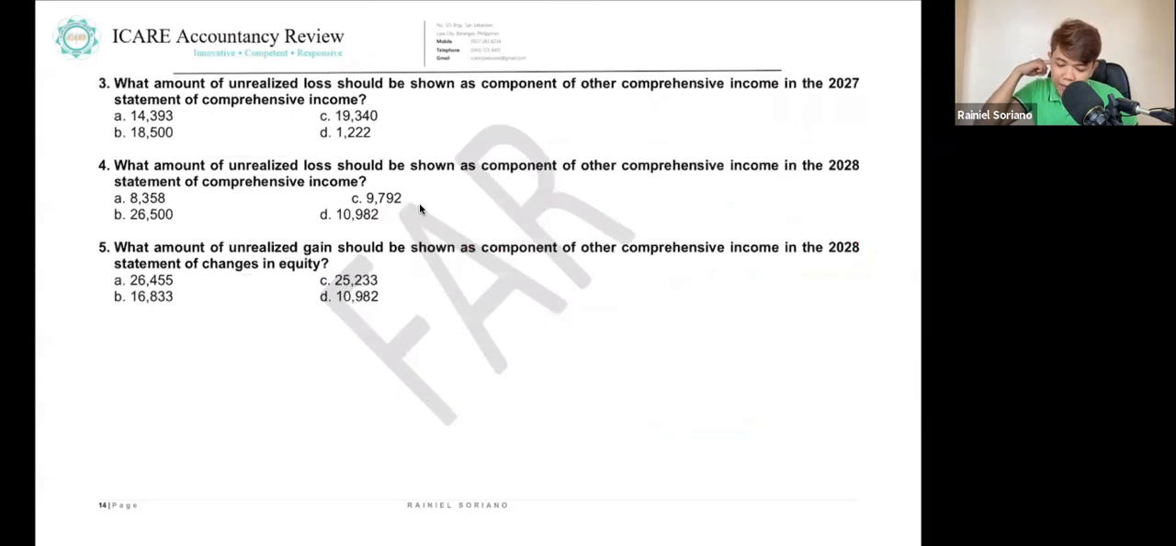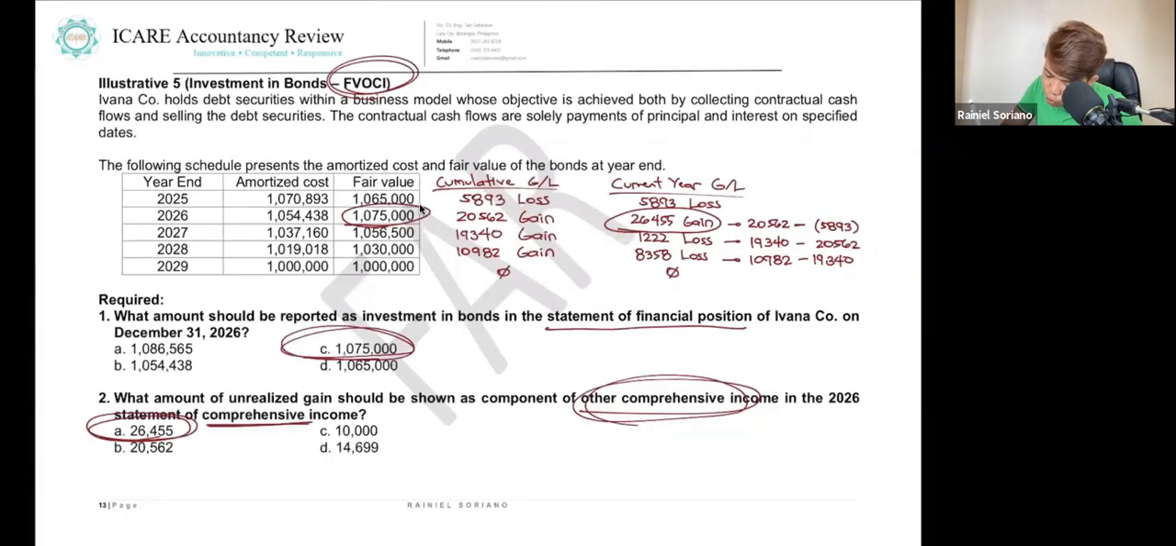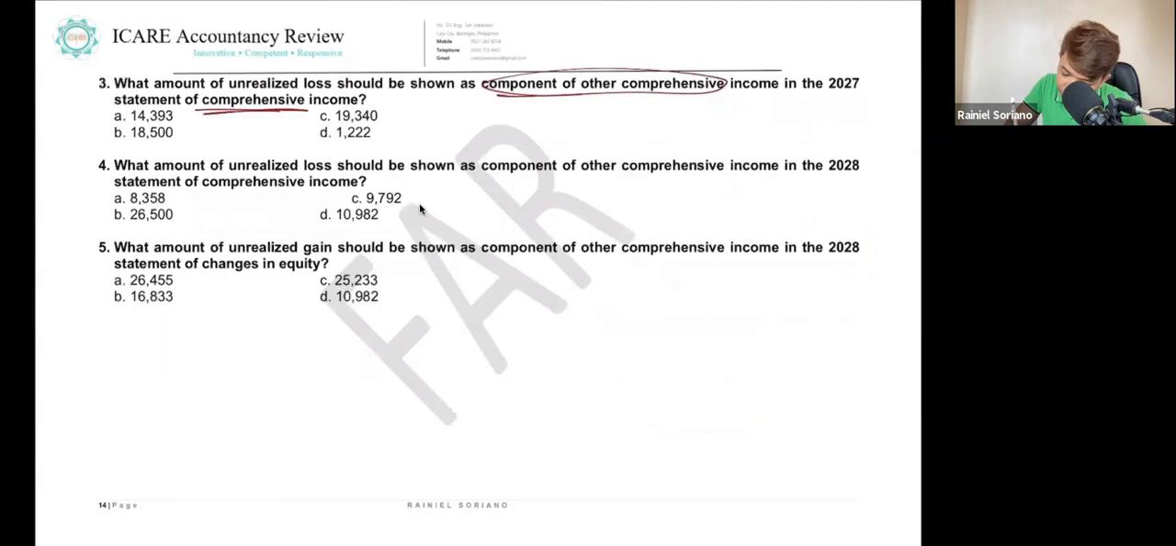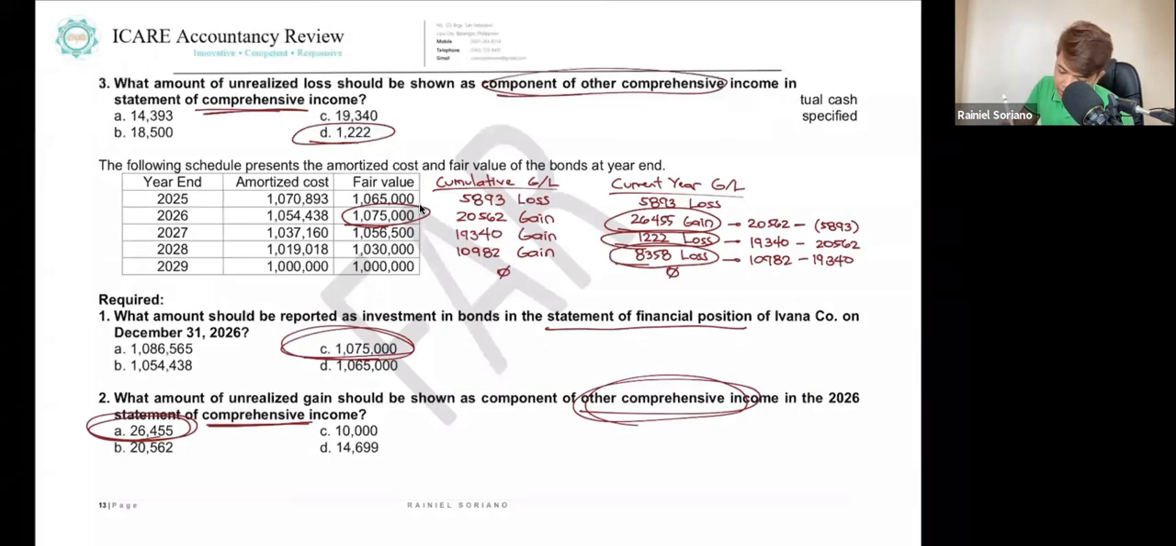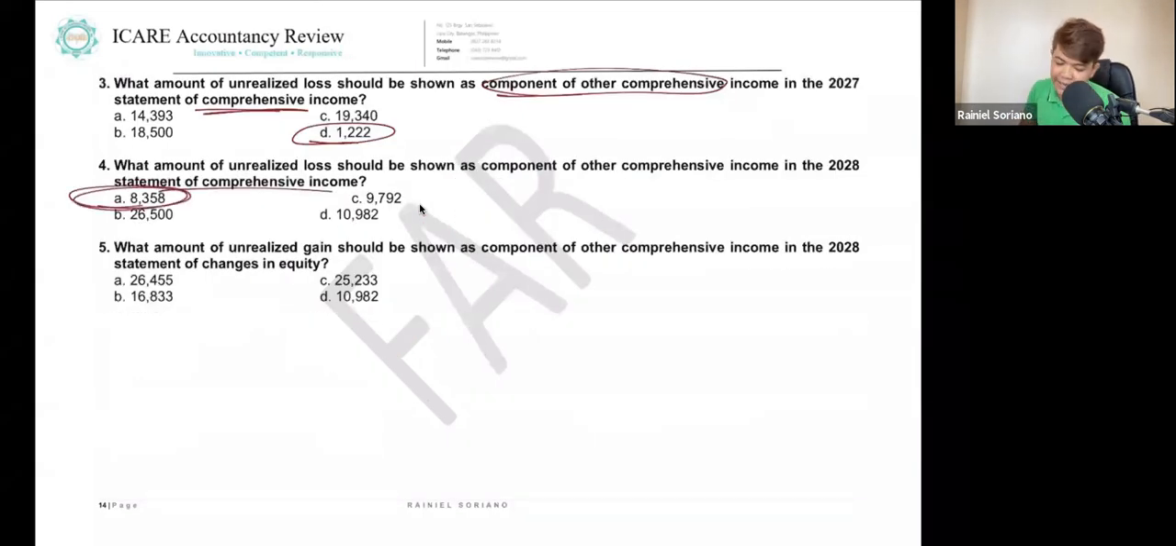Requirement 3. What amount of unrealized loss should be shown as component of OCI in the 2027 comprehensive income? Current year pa rin kasi comprehensive income. Sa 2027, that's 1,222 loss. So final answer here will be delta. Number 4. What amount of unrealized loss should be shown as component of OCI in the 2028 Statement of Comprehensive Income? Comprehensive income pa rin, therefore, current year lang. Magkano yun sa 2028? 8,358 loss. So 8,358 loss, alpha will be the final answer.